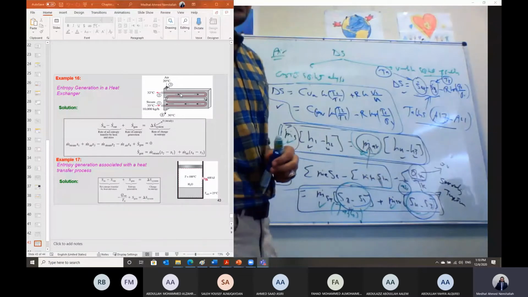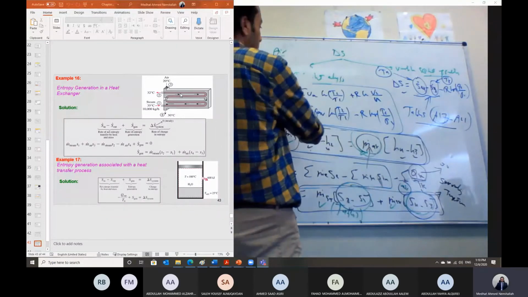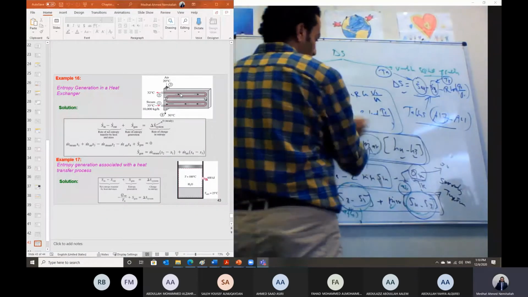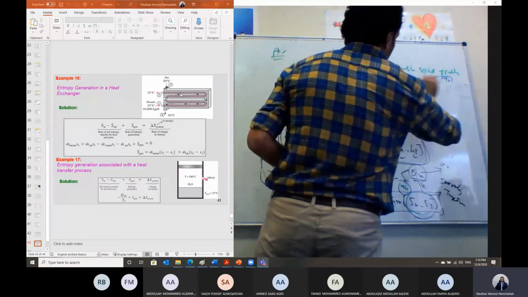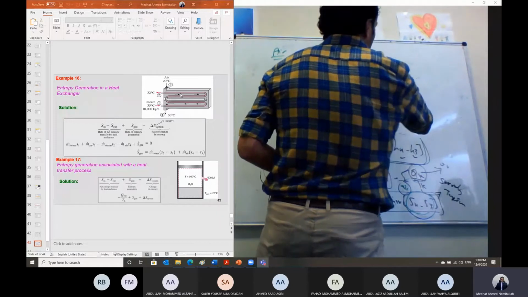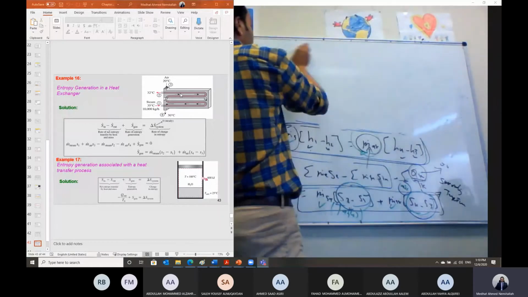So it's a simple heat exchanger problem, but we just extended it to calculate the entropy generation, which is a measure of the losses within this system. But it can be applied also for any problem, like in this slide.